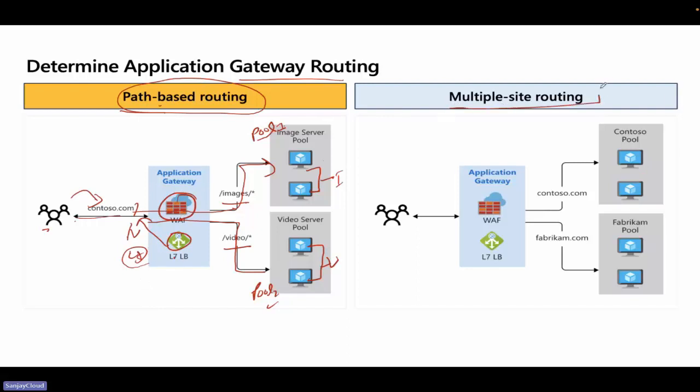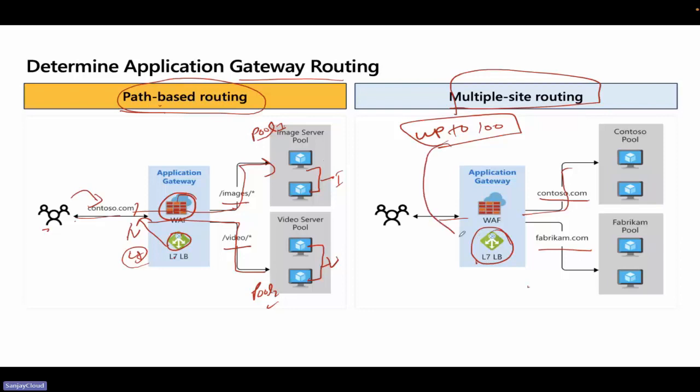Similarly, we can do multi-site routing or multi-site hosting as well. What does it mean? It means if we have two different DNS names, fabricam.com and contoso.com, we can use the same application load balancer to distribute our traffic either to Contoso or to Fabricam based on the URL. Correct? It can route your traffic to up to 100 websites. So using the application load balancer, I can route my traffic to up to 100 websites in Azure.